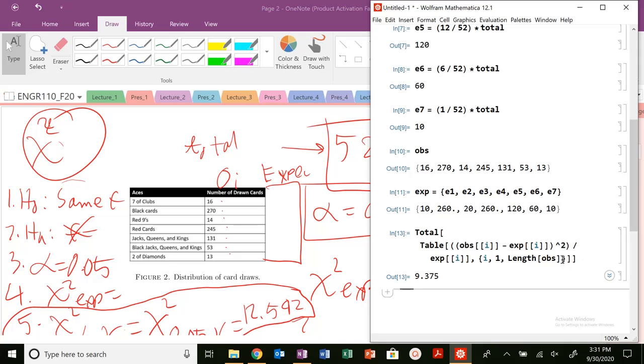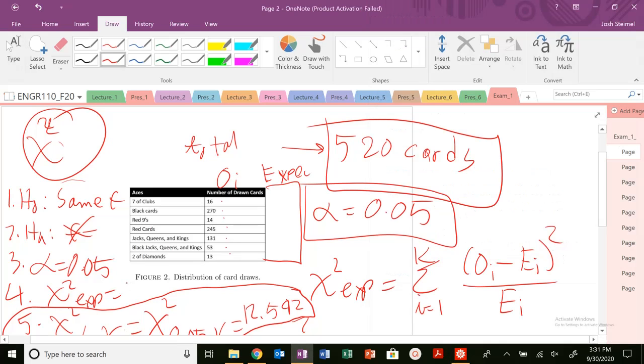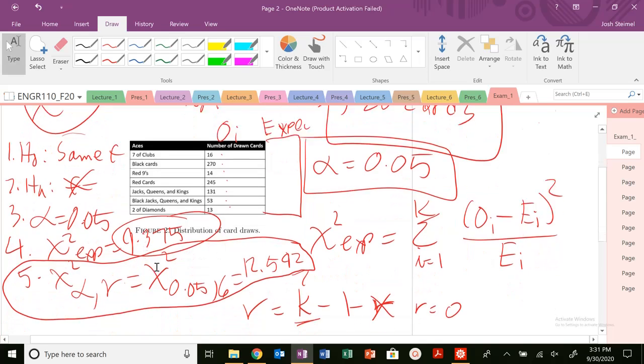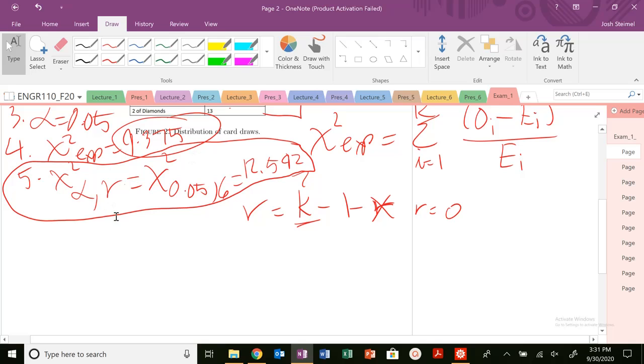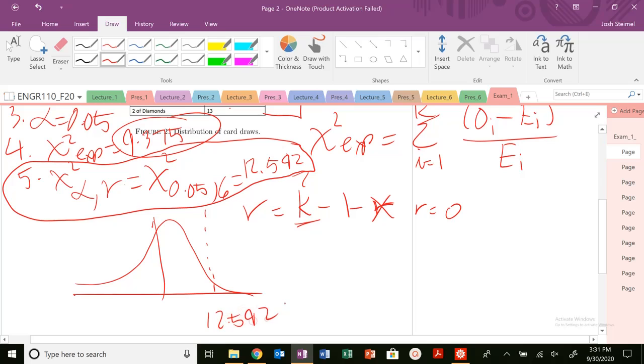My chi-squared experimental is 9.375. This is my value here. Let's go to lecture 3 and go to this function here. This value is going to be 12.592, and then this is going to be chi-squared experimental, 9.375. So where do I fall?